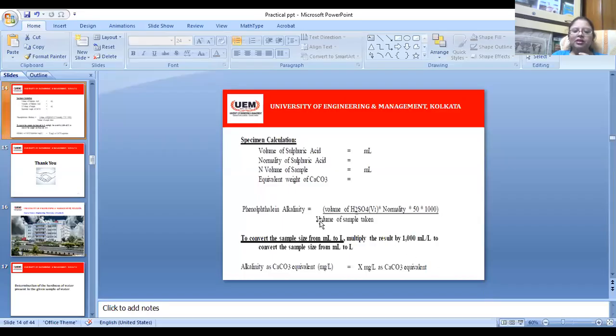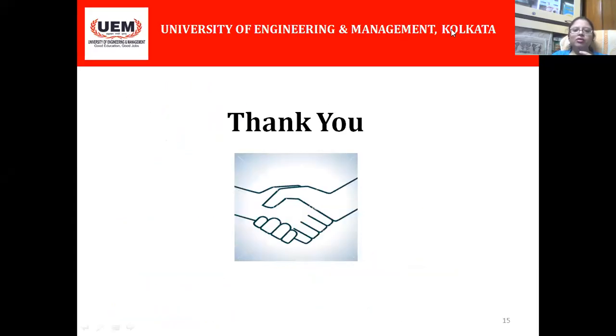So by putting the values of P and M, that is the volumes of sulfuric acid, in case of phenolphthalein indicator it will be P, and in case of methyl orange indicator the volume of sulfuric acid is M. And you will put the normality, whatever normal sulfuric acid or HCl you are taking. 50 is the equivalent weight of calcium carbonate, and 1000 is your multiplication factor for converting to liter. So by putting in all the values, you will get the value for the phenolphthalein indicator as well as for the methyl orange indicator. So thank you all for your patience in listening.